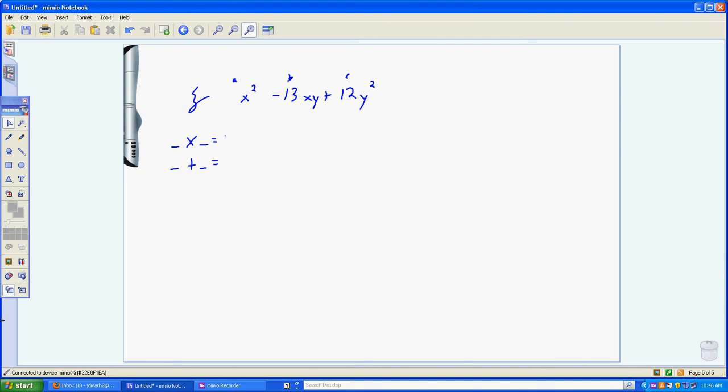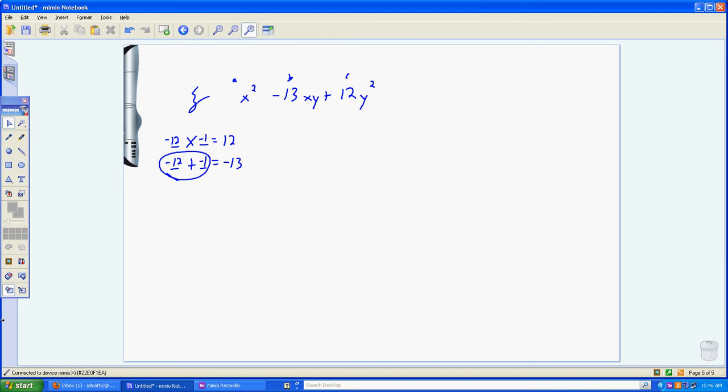So a times c is 12. B is negative 13, so when I figure this out, I get negative 12 and negative 1. And the only way you'll get that stuff is trial and error. This will become a little bit easier. Hopefully you do remember a little bit of this from grade 9.